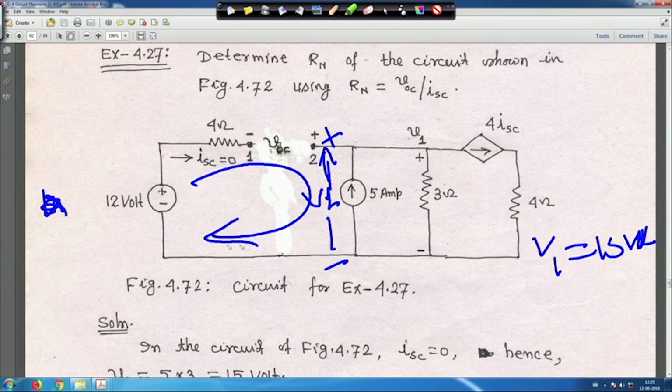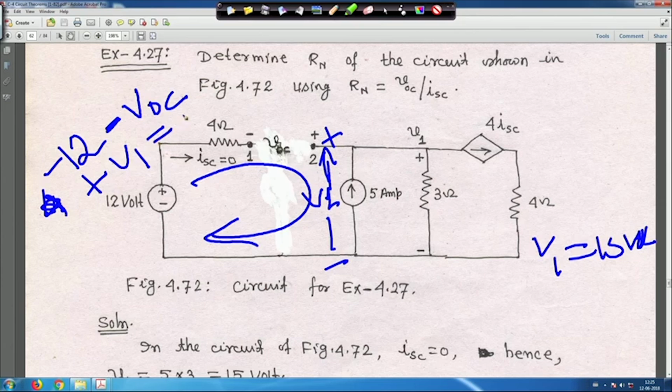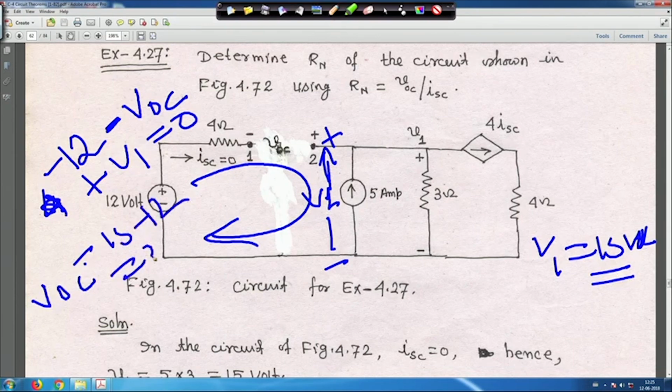So, if we move like this, minus 12 is coming first, then minus VOC, plus your V1 is equal to 0, and V1 is equal to 15 volt. That means if you put V1 equal to 15 here, VOC will be 15 minus 12, that is 3 volt. So it means the open circuit voltage VOC we got is 3 volt.